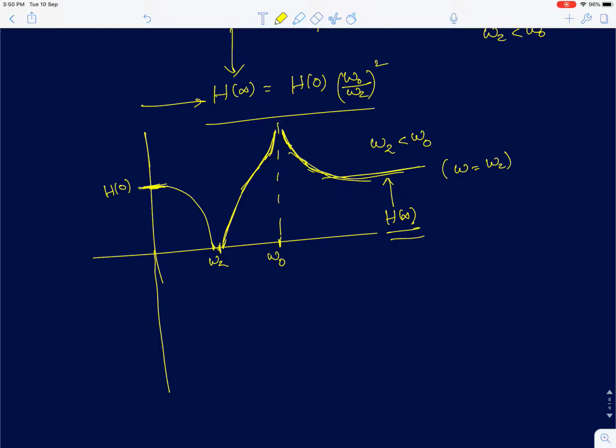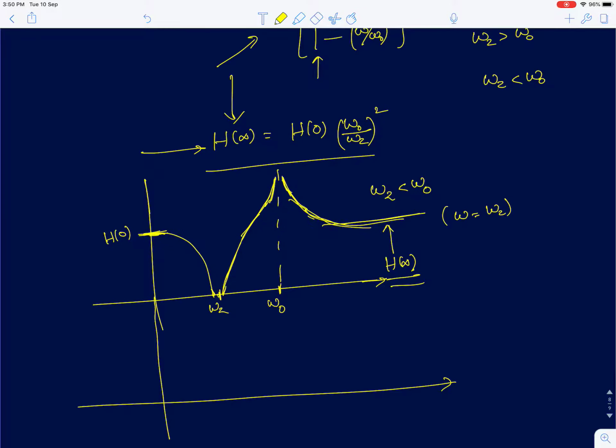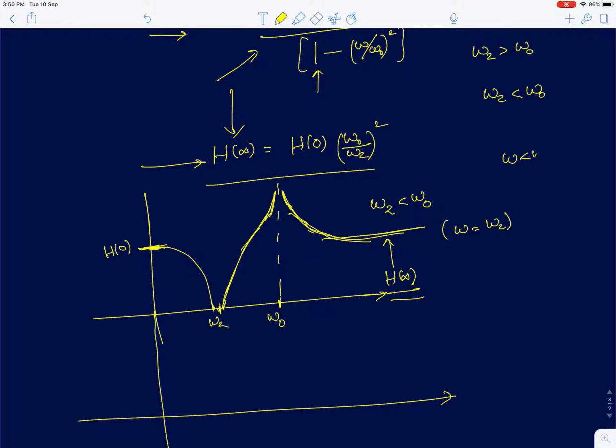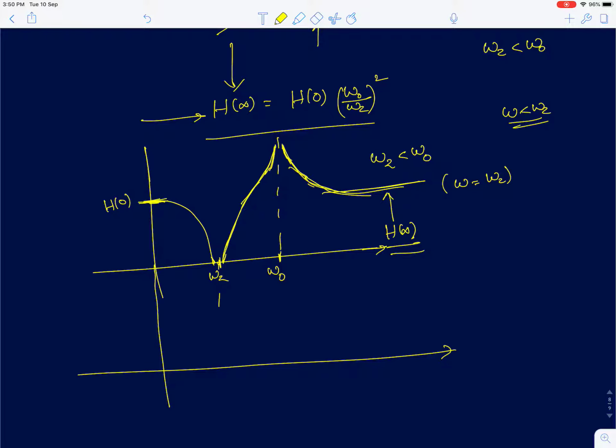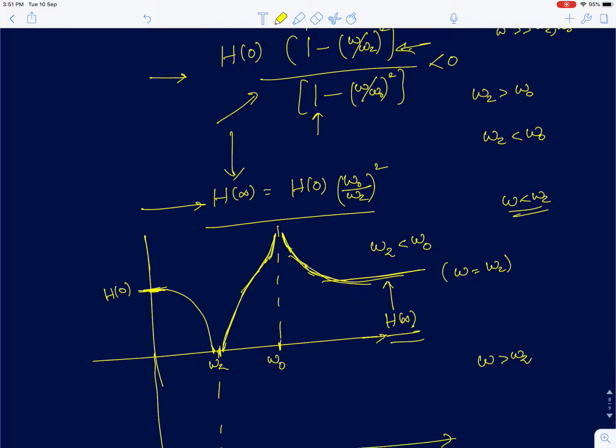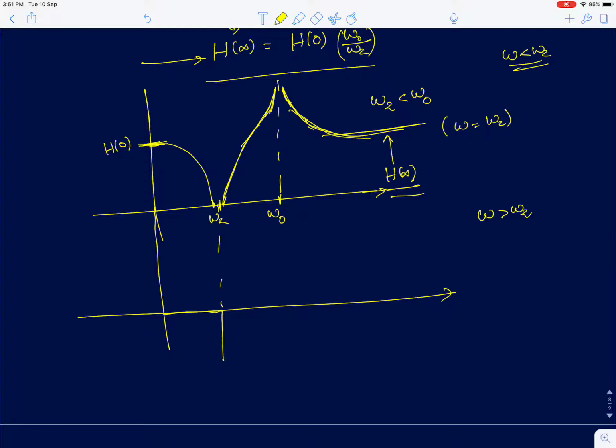Now we look at the phase response for this transfer function. Since the 0 comes first here, for omega less than omega z, the phase is 0 degrees anyway. The instant you hit omega z, and for any omega greater than omega z, the numerator is going to become negative, right? This term is going to become less than 0. So your phase will become negative. So it will go to minus 180 degrees. And it will continue to be at the same value till we hit omega naught.